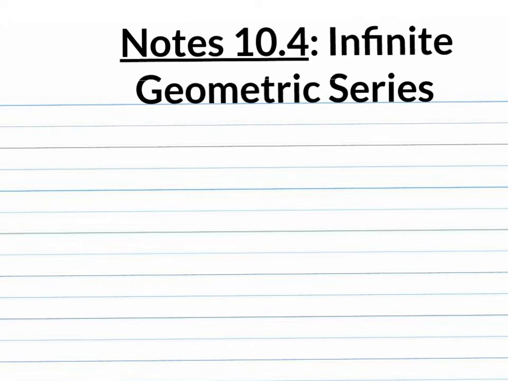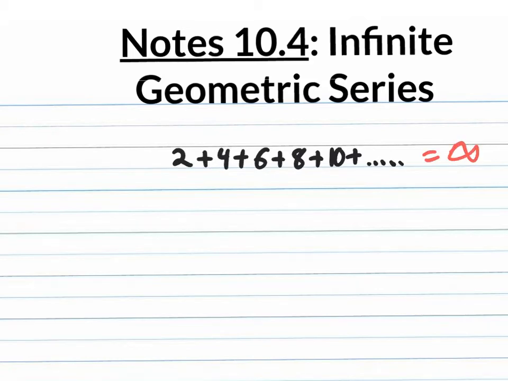Now, I know what you're thinking. Well, if it's forever and you keep adding, then isn't the answer always going to be infinity? Well, for sure with arithmetic, that's the case, right? Let's say I had a common difference of 2. So let's say our first term is 2 plus 4 plus 6 plus 8 plus 10 plus ... and it keeps going forever and ever and ever. What's your answer going to be? The answer will most definitely be infinity.